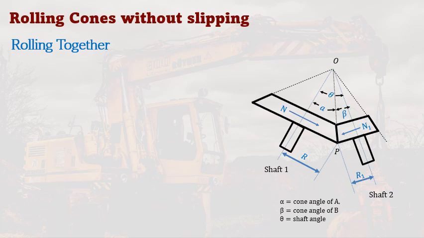The second cone is rotating at a speed of N1 while the first cone is rotating at a speed of N. The shaft angle, which is denoted by the angle theta, is the angle between the shaft of these two cones that you can see here. Alpha here would represent the cone angle of the first cone, and beta would represent the cone angle of the second cone.